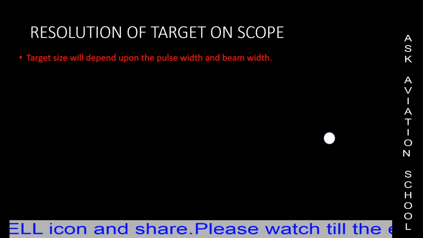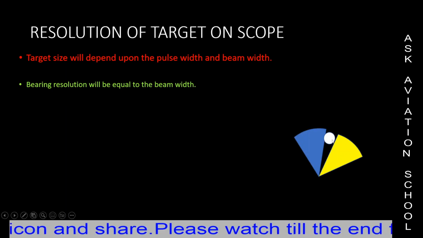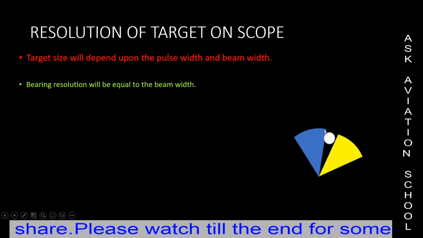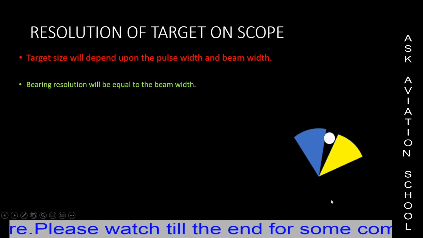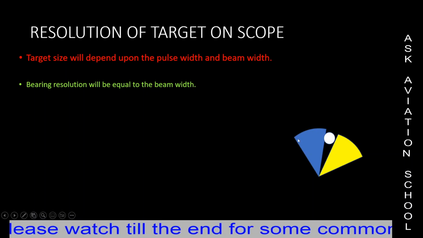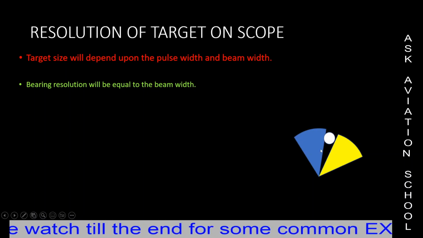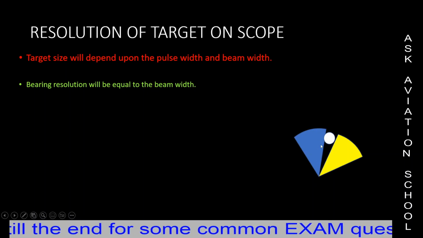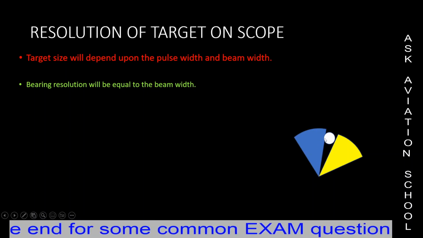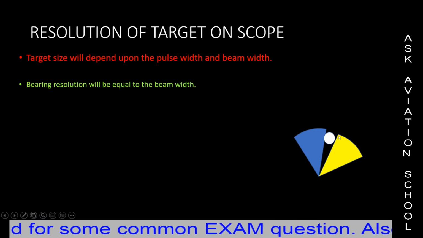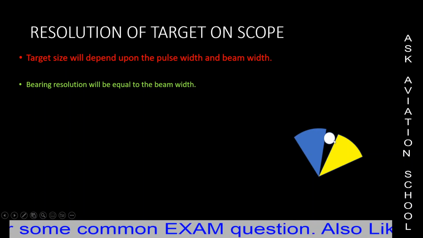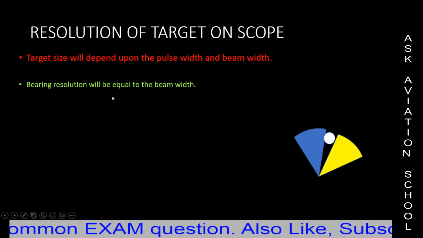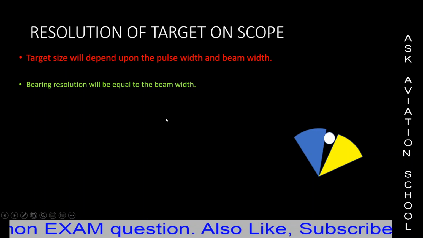As far as the azimuth is concerned, let us have a look. This is the point target. If the direction of rotation of this antenna is clockwise, the point target will start painting from the time the leading edge of this beam starts hitting the target till the time the trailing edge of this beam hits the target. Therefore, the bearing resolution will be a function of the beam width of the signal.